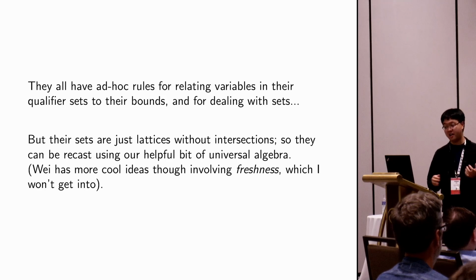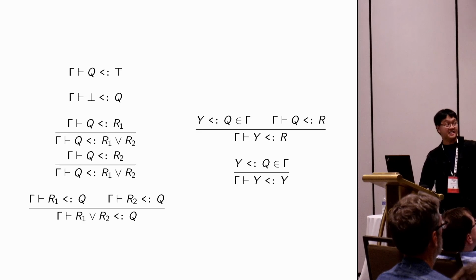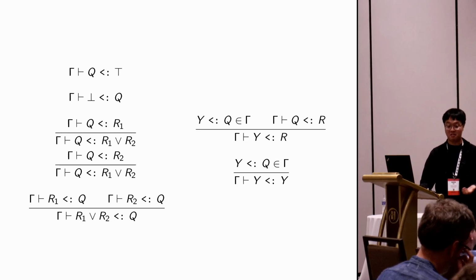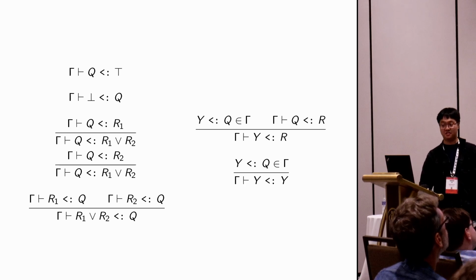But for a lot of the stuff that we did, and that relates all of this, is that you can actually recast a lot of those rules using this handy bit of universal algebra and some subset of the subqualification rules I presented. Since there's no intersection in those systems, just get rid of those rules.